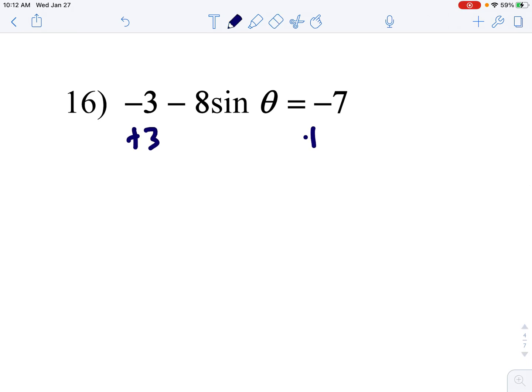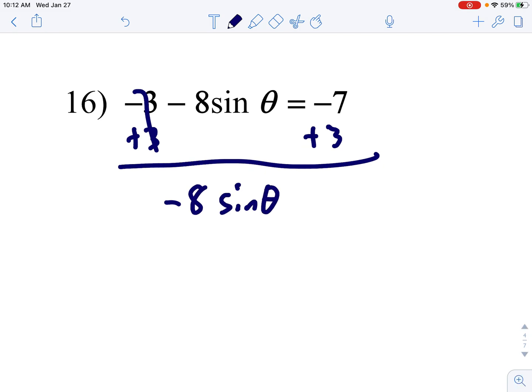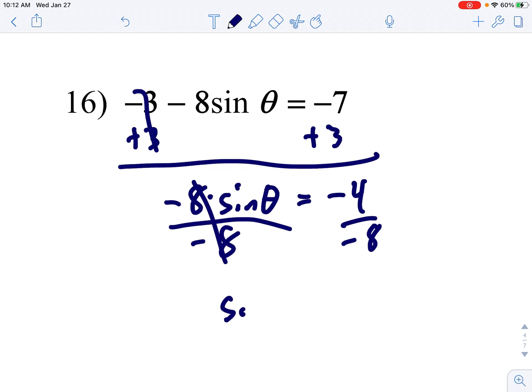Let's add 3 to both sides. We get negative 8 sine theta equals negative 4. Negative 7 plus 3 is negative 4. Because this is times negative 8, we're going to divide by negative 8. Sine theta equals negative 4 divided by negative 8. Well, the negatives cancel and we can reduce 4 and 8 to 1/2. So it's going to be positive 1/2.